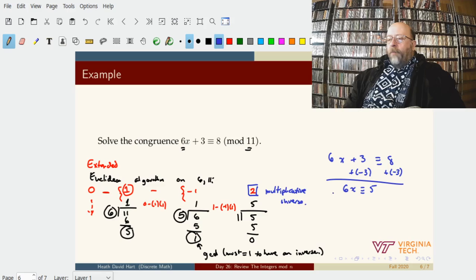And now I'm going to multiply both sides by the inverse. 2 times 6x is congruent to 2 times 5. So 12x is congruent to 10. 12 and 1 are congruent mod 11.